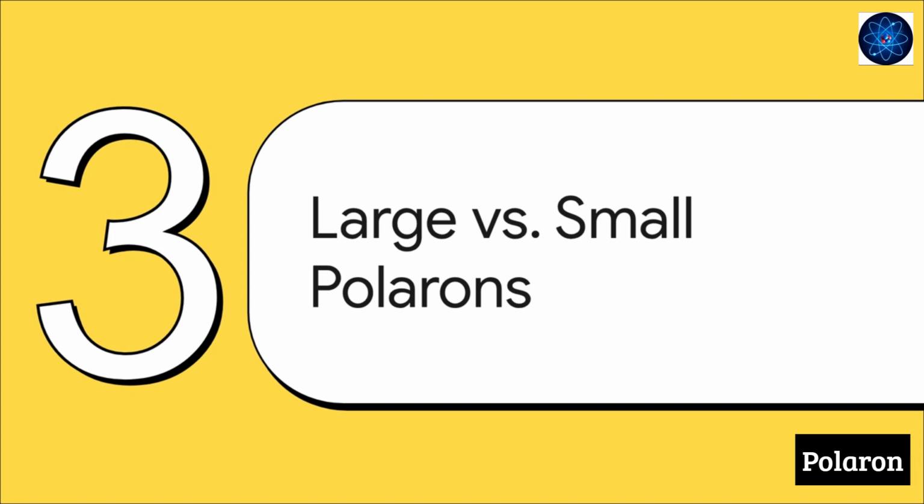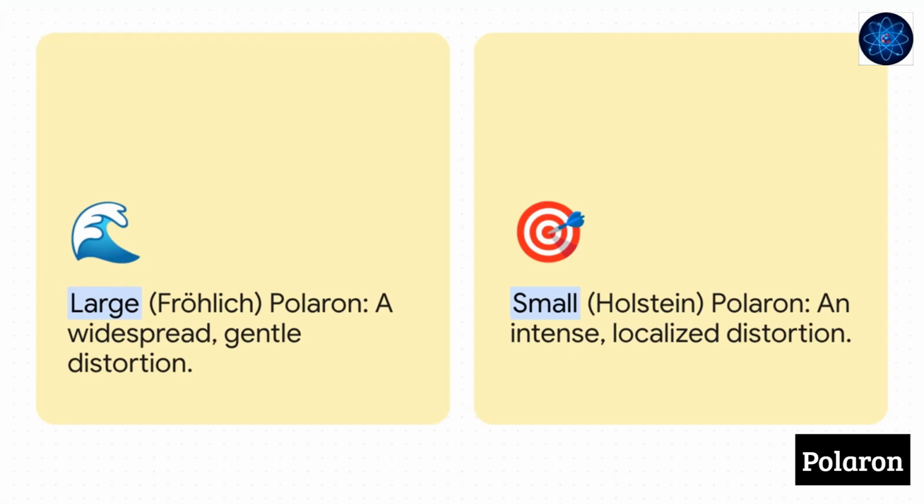They actually come in two main flavors, large and small. So on one side, you've got the large polaron, sometimes called a Fröhlich polaron. And on the other, you have the small or Holstein polaron. The biggest difference between them really just comes down to how big and how intense that distortion cloud actually is.